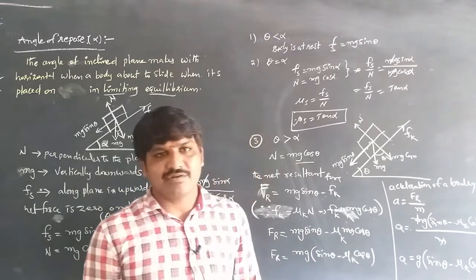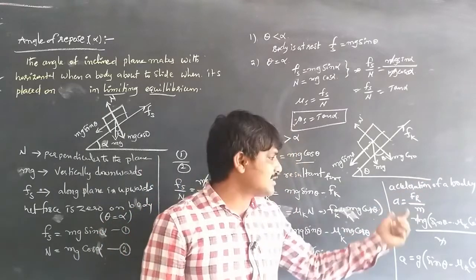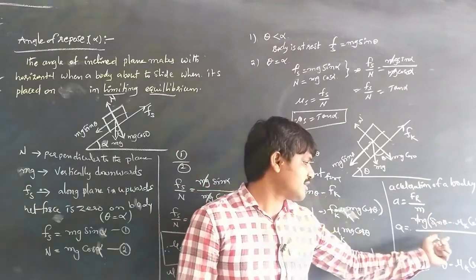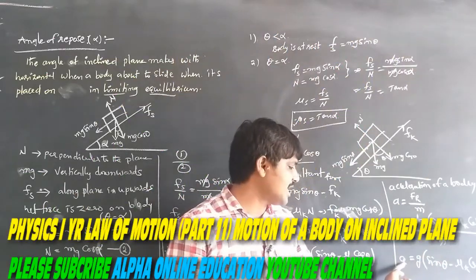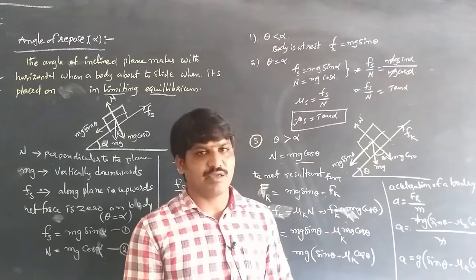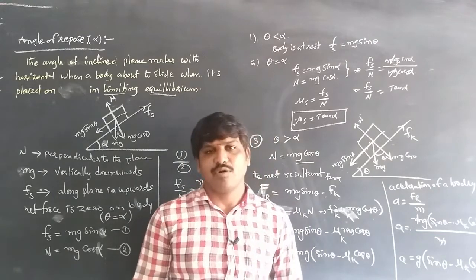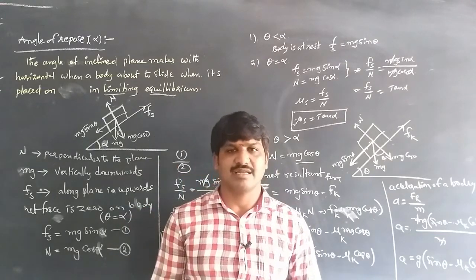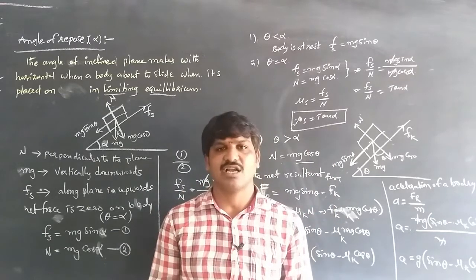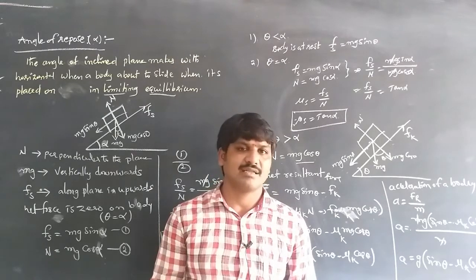The body is sliding on the inclined plane, so the acceleration of the body is A is equal to Fr by m. If we substitute Fr, the m gets cancelled, and A is equal to g of sin theta minus mu k cos theta, which is the acceleration of a body sliding down an inclined plane. This is about a body placed on an inclined plane, the angle of repose, and the cases where the angle of inclination is less than, equal to, and greater than the angle of repose.